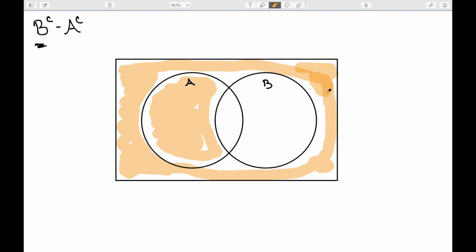It then says I want to subtract out A complement. So I want to remove everything that's also not in A. Well, this stuff out here is not in A, and that's it. So this would be B complement minus A complement.